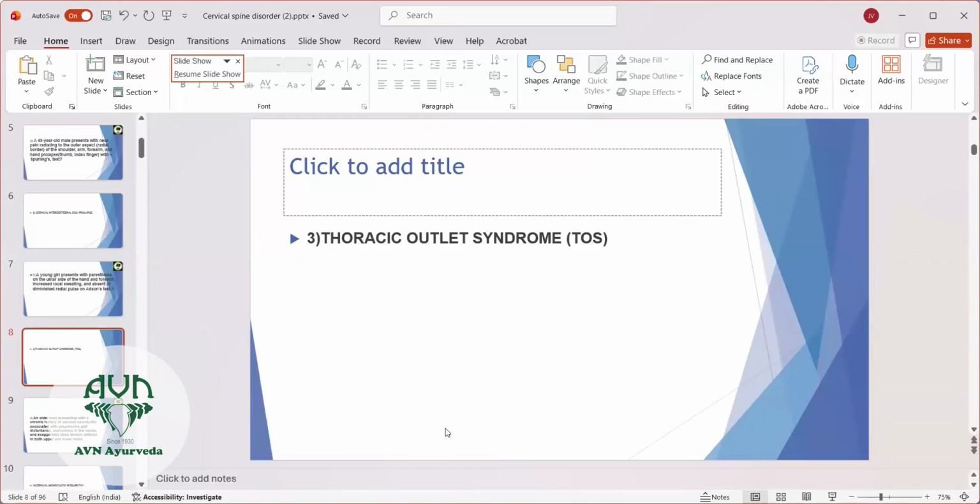Adson test. Ask the patient to bend the head to the affected side, with 30-degree abduction of the hand and external rotation. Ask the patient to take a long breath and hold it for a while. If the radial pulsation diminishes, that means a vascular deficit is there.